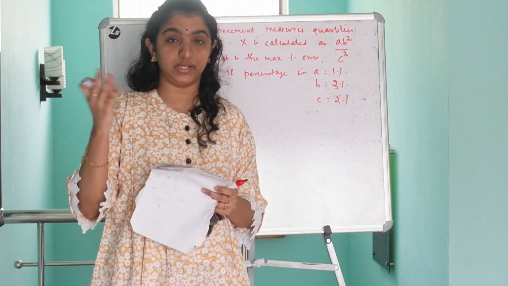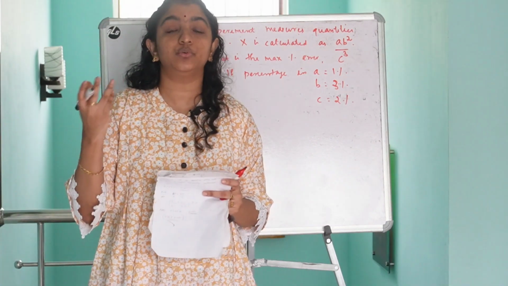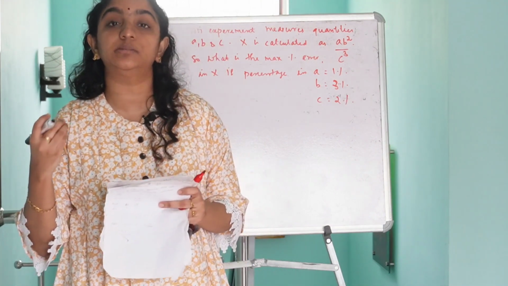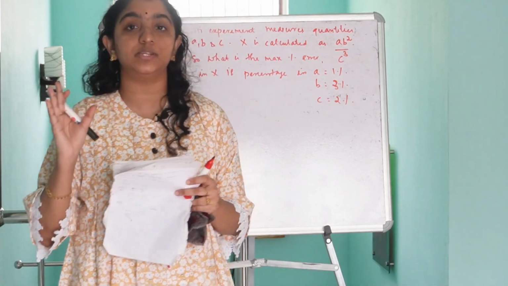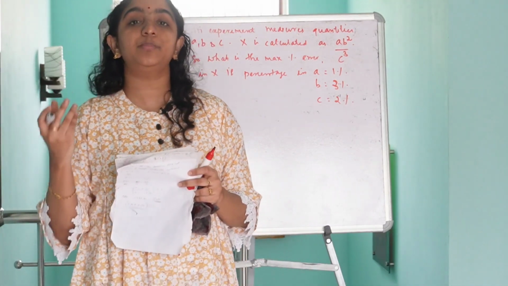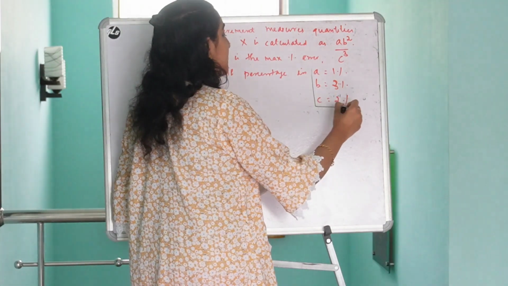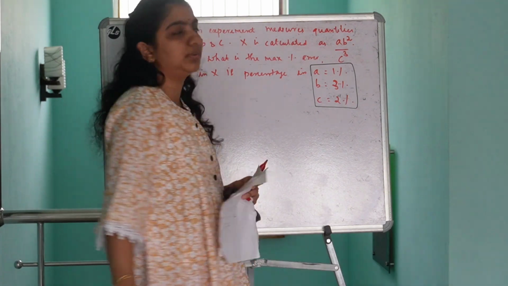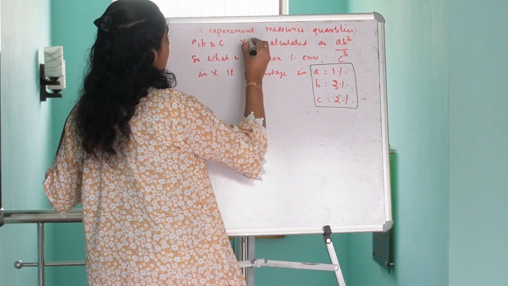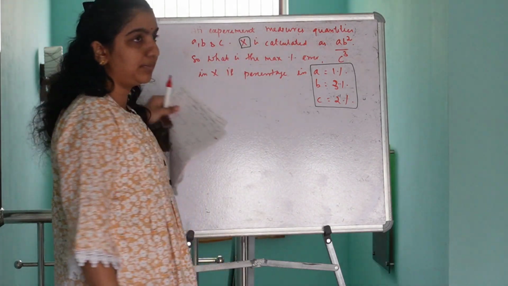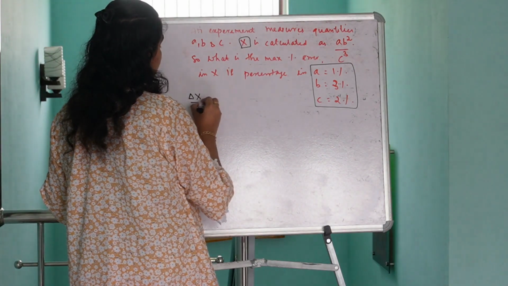In all of the previous questions that we discussed, you were provided with measurements, isn't it? But here you are provided with percentage errors directly, and you are asked to find the maximum percentage error in X. So what is the maximum percentage error in X?